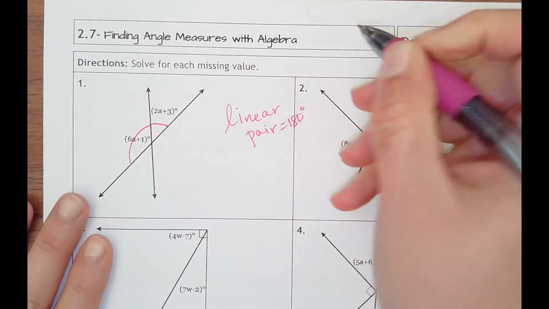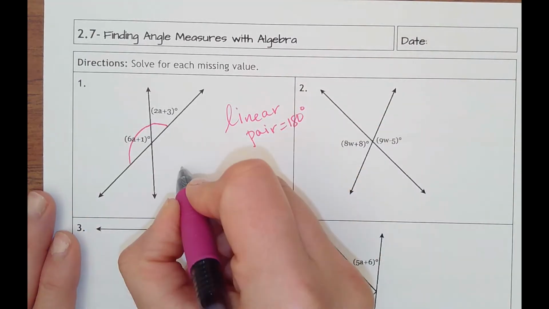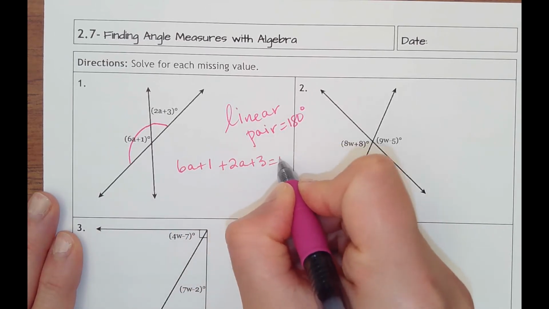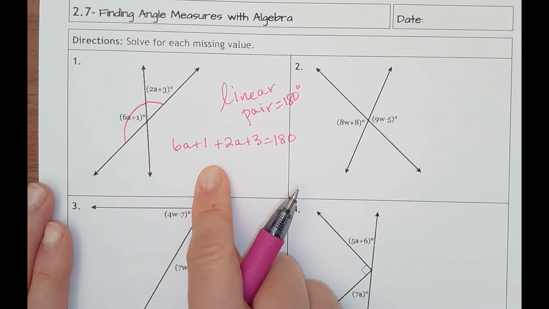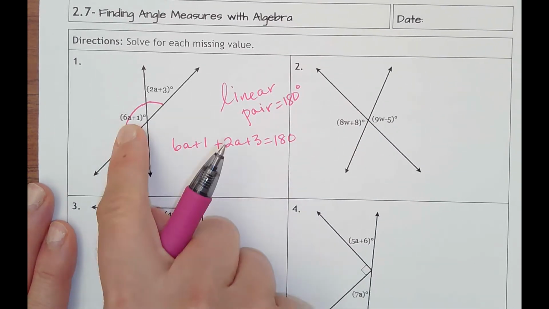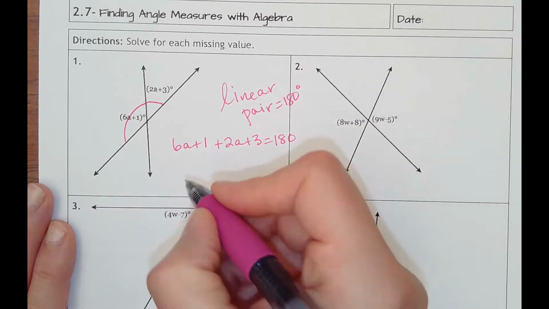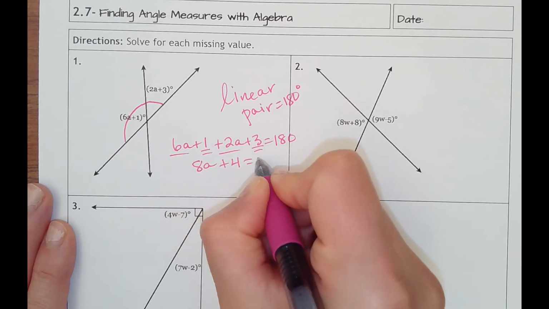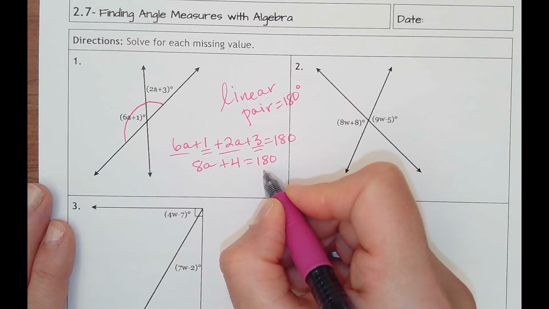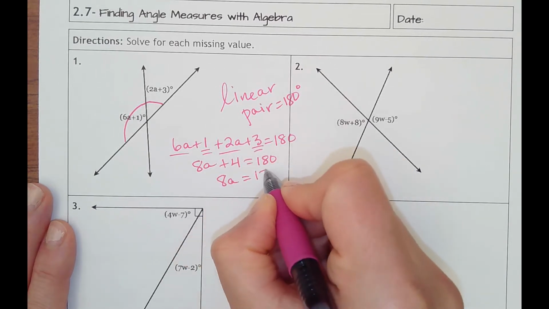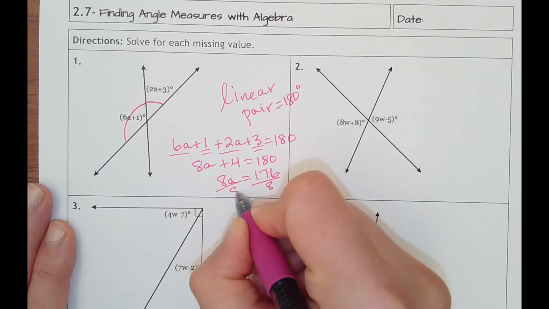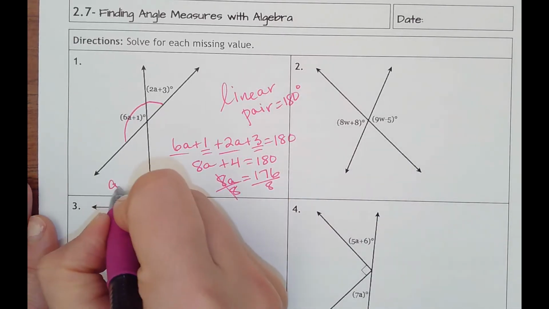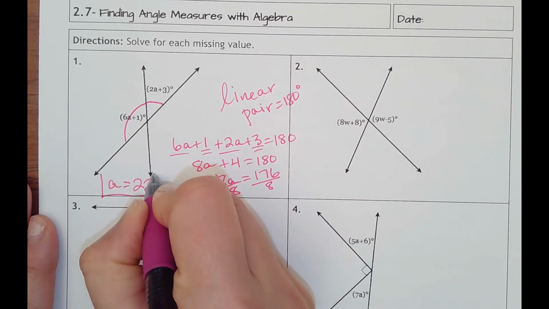So to solve for them, I would say that this angle measure plus this angle measure should equal 180. I don't need the parentheses around them because I'm just adding. If I were ever subtracting two different things like this, I would have to distribute the negative, but I don't in this case. I want to combine my like terms. I'm going to subtract 4 from 180. That would be 176, and then take 176 divided by 8, which is 22.